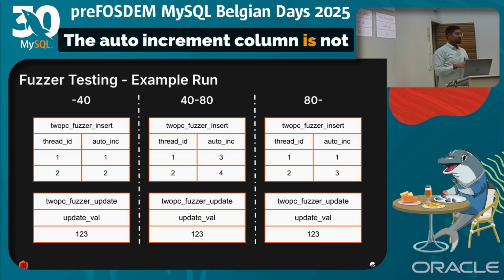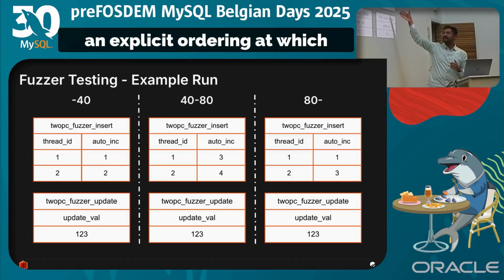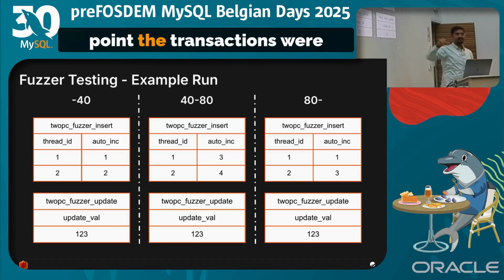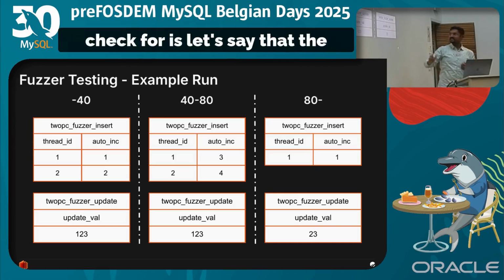The auto increment column is not something that we specify. We just let MySQL do that because this gives us basically an explicit ordering of the point at which the transactions were committed on that shard.